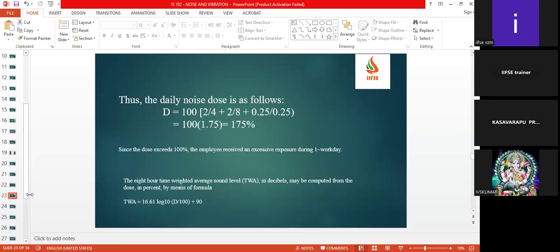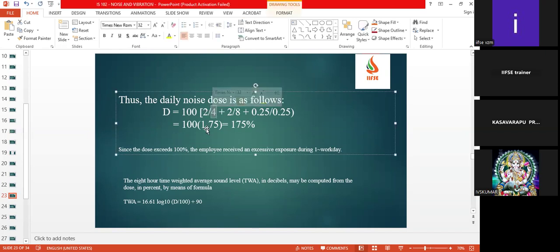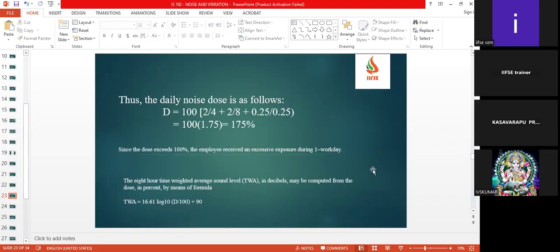So basically, if I see this one, 100 into the 2 is the actual exposure and 4 is the permissible exposure. By calculating this, you will get 175, which is a percentage actually. Whenever you see 100 and above, 100% means that is the safest exposure. Whenever the percentage goes beyond 100%, you can assume that a person is being exposed to more than 90 decibels, which is the average of a work day, for 8 hours.